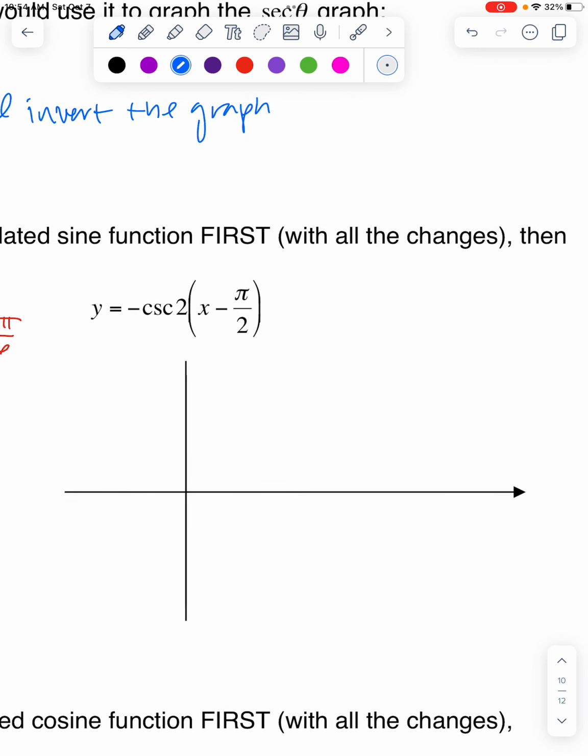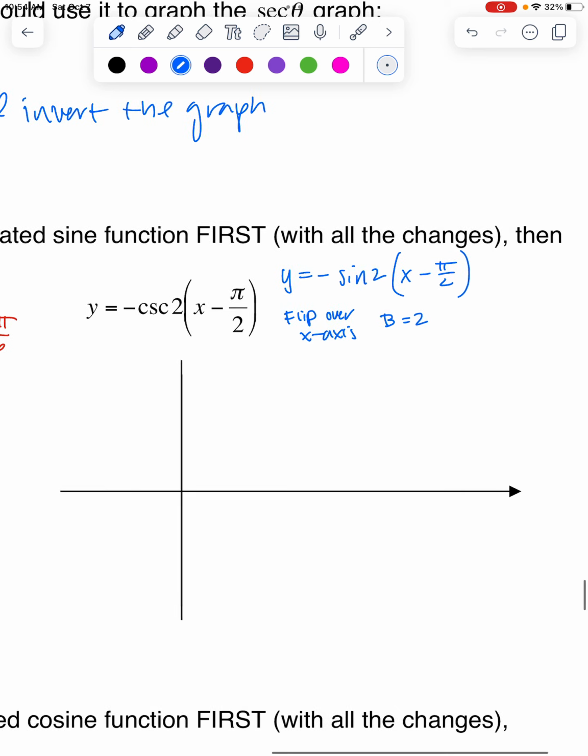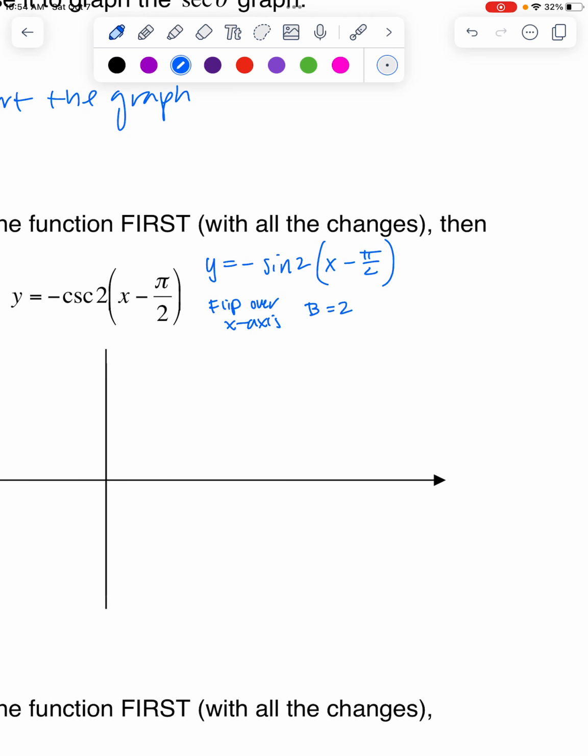We have y is equal to negative cosecant of 2 times the quantity x minus pi over 2. So here there are multiple things going on. I'm going to first rewrite it as y is equal to negative sine of 2 times the quantity x minus pi over 2. Okay, it looks like we're going to be flipping over the x-axis. We have a b value of 2, so we're going to have a period change, and we are also going to go right pi over 2.